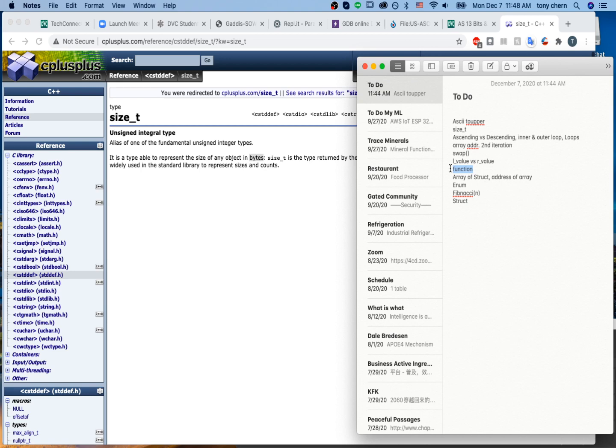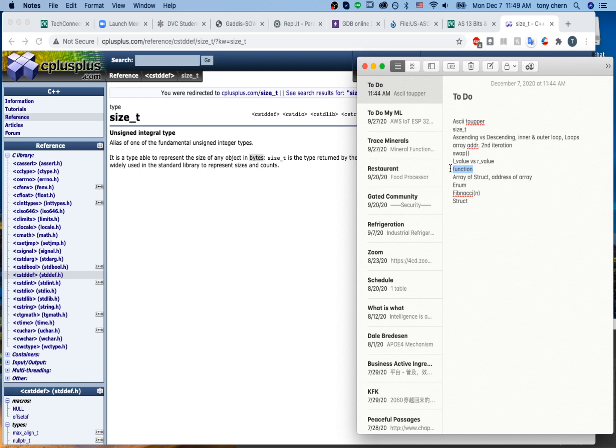Okay, next one, array of struct or struct of array. What's the difference? You have to know that. And how you address in the array, because as I said, the zero offset is the first item in the array. And also in the struct, it's the same way. You have to be able to know the difference between array and struct.